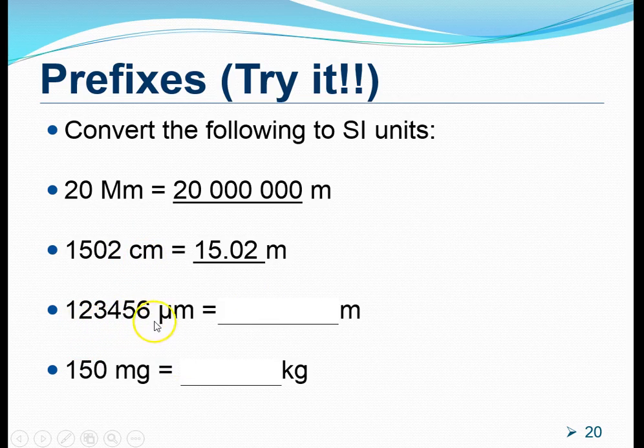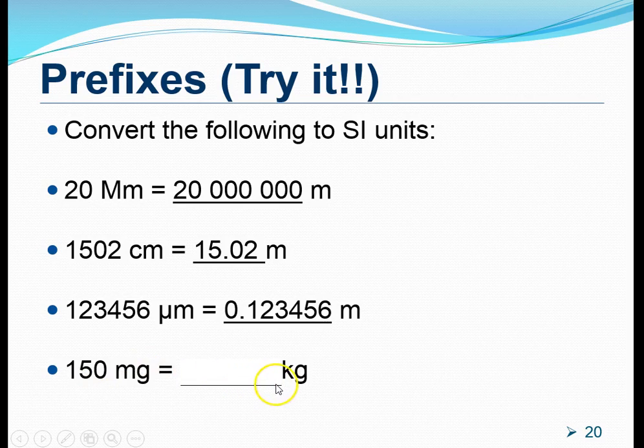123456 micrometer. How do you write that down in meters? Well, remember the micro itself represents 1 over a million. So we replace this by 1 over a million and we multiply that by 123456, and that should give us 0.123456 of a meter.